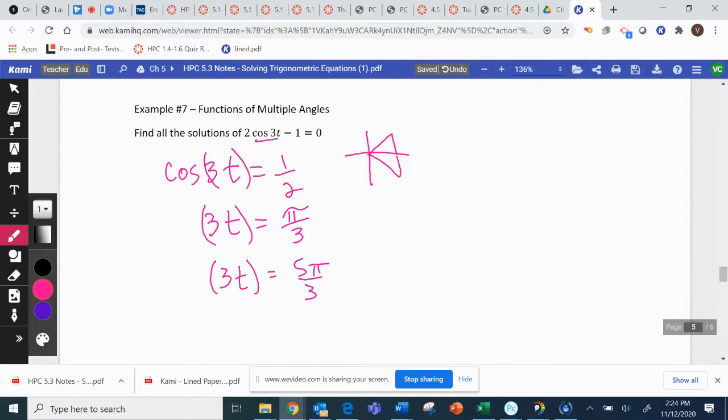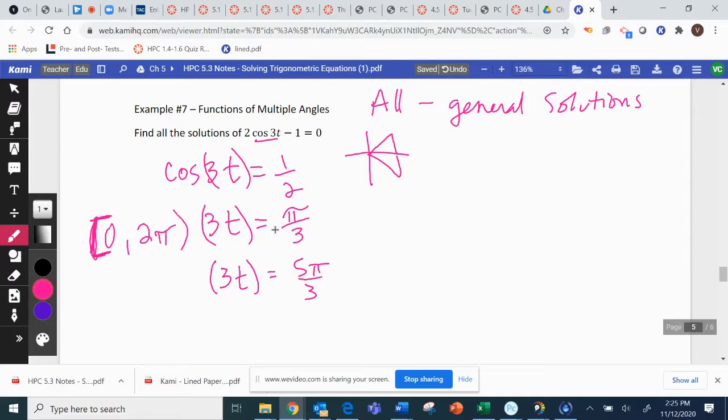You know what? We're going to be finding all the solutions. So I'm going to use that one. We're going to find all the solutions. It doesn't say what to do, so we're going to find all, which means the general solutions. So what I'm going to do is find it on the interval from 0 to 2 pi. That's where I'm going to start. From 0 to 2 pi, and I get pi over 3, and I get 5 pi over 3.